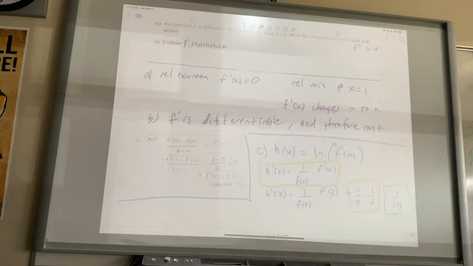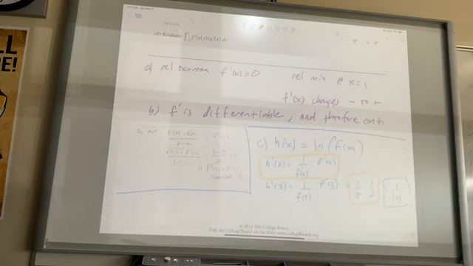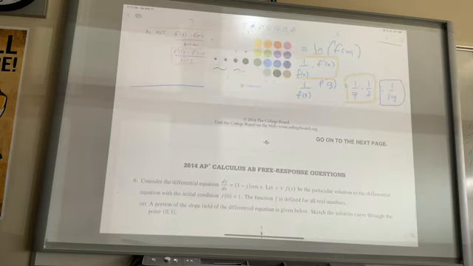Alright. Now, part D. Some of the questions that we're going to do out of this back today, my AB students, you haven't quite gotten to integrals yet. We're kind of doing it right now. But still, this should make sense.